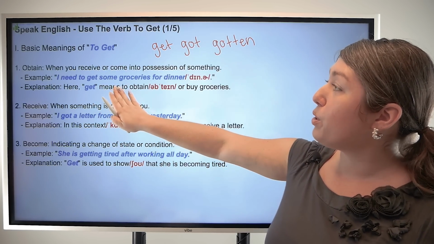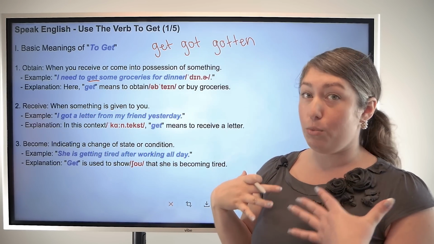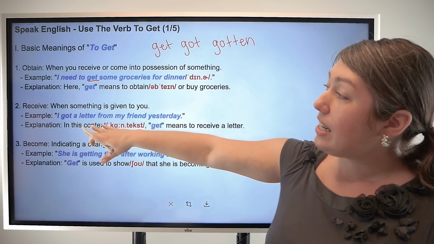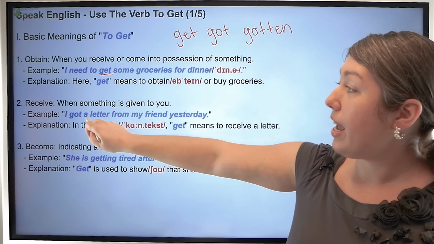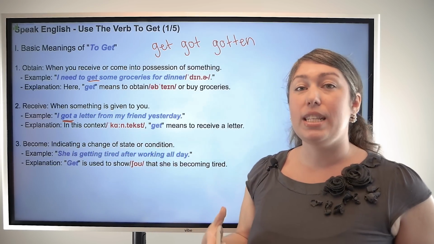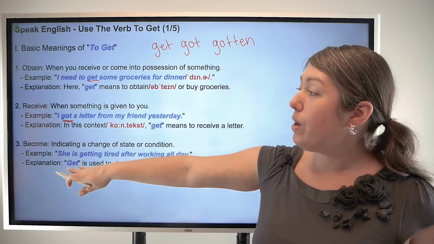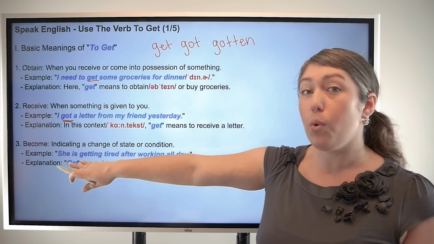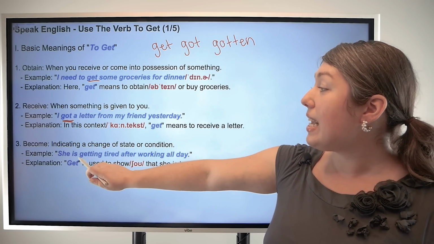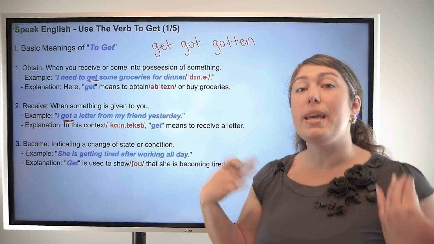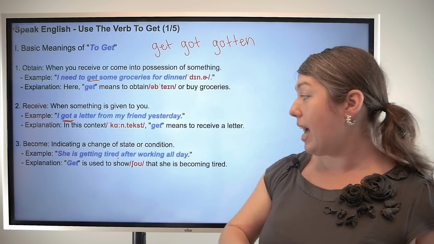I need to get some groceries for dinner. So here, get means to obtain or to buy some groceries. An example of using get as receive, I got a letter from my friend yesterday. So again, here, this means that you received the letter from your friend. And number 3, when we use to get as in to become or to change states of being, an example is she is getting tired after working all day. She is becoming tired. Her state of being is changing into tired.